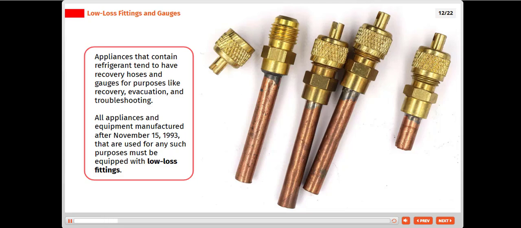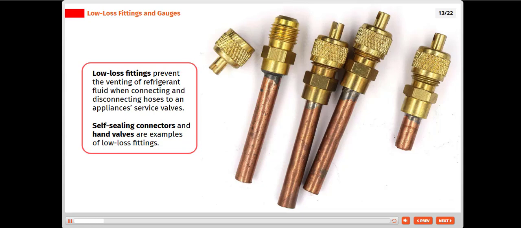Appliances that contain refrigerant tend to have recovery hoses and gauges for purposes like recovery, evacuation, and troubleshooting. All appliances and equipment manufactured after November 15, 1993, that are used for any such purposes must be equipped with low-loss fittings. Low-loss fittings prevent the venting of refrigerant fluid when connecting and disconnecting hoses to an appliance's service valves. Self-sealing connectors and hand valves are examples of low-loss fittings.